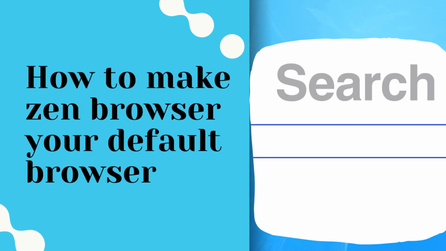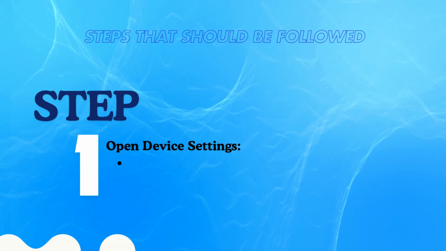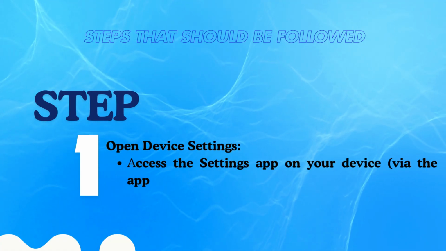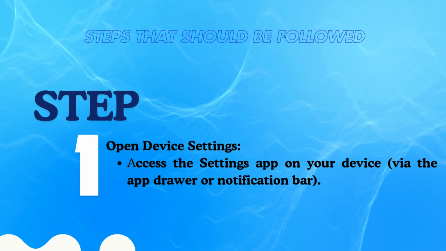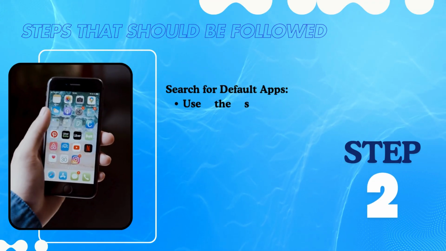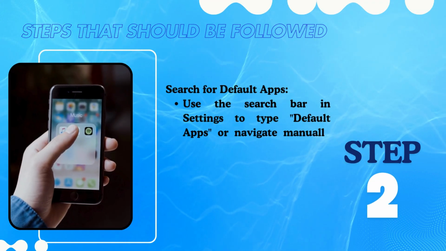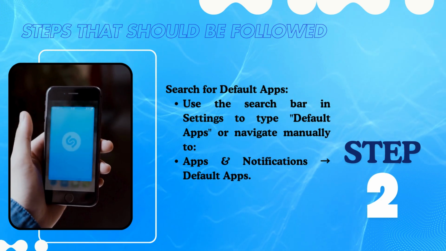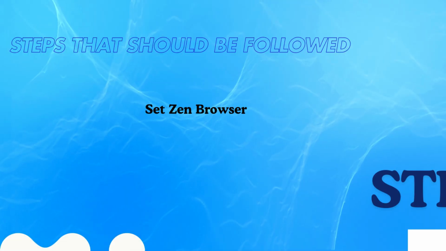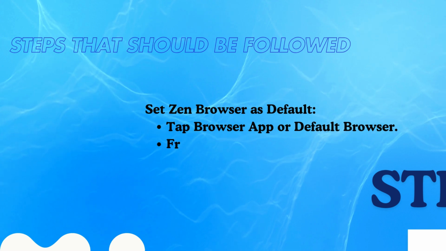In this video, we will know how to make Zen browser your default browser. Open Device Settings. Access the Settings app on your device via the app drawer or notification bar. Search for Default Apps. Use the search bar in Settings to type Default Apps or navigate manually to Apps and Notifications, Default Apps. Set Zen browser as default.